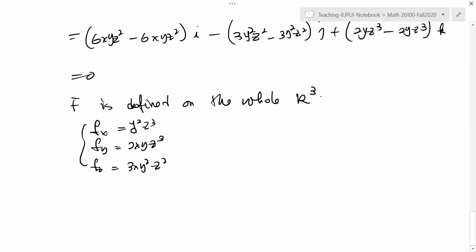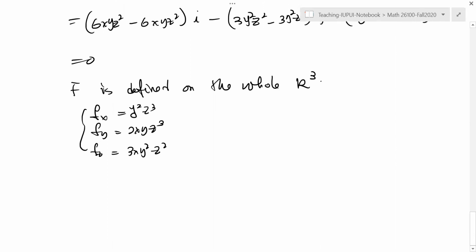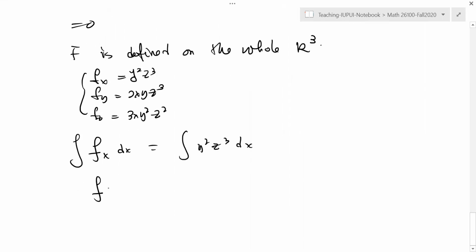All right, so step by step, I'm going to define the f. So you integrate both sides with respect to x, okay? So this side you will get f(x, y, z). Now you fix y, z, right? So this will be just xy squared z cubed, plus a function that depends on y, z, okay?